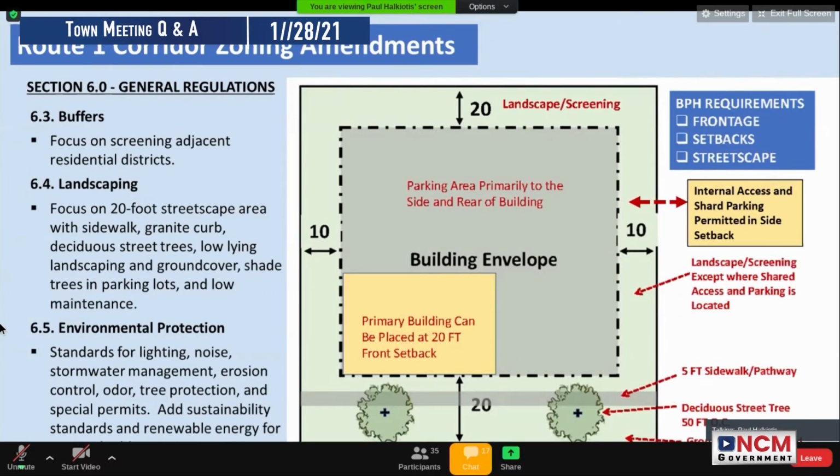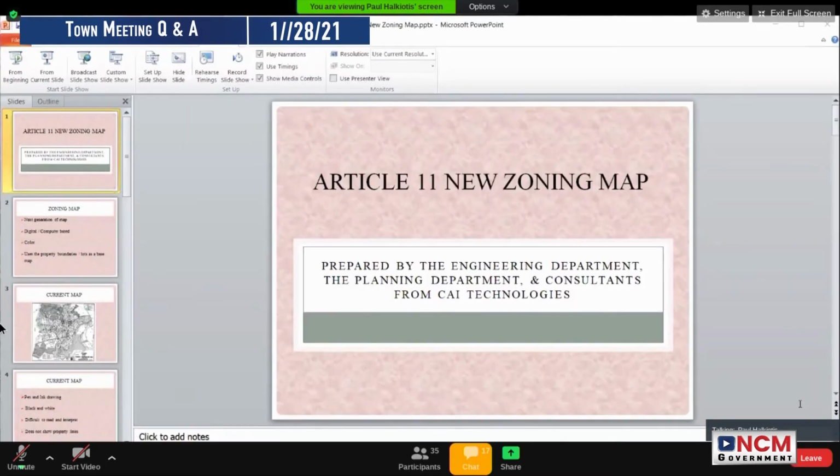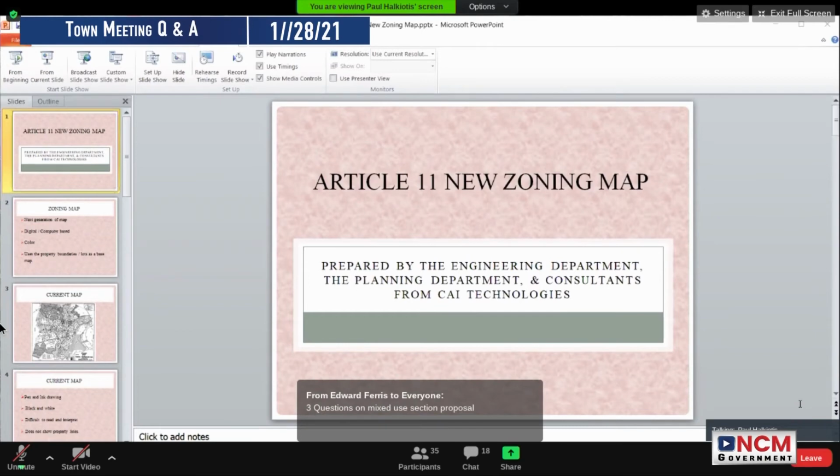As I mentioned earlier, we talked a little bit about the 5-foot sidewalk, the trees, and the landscaping within the setbacks. The primary building can be placed at that 20-foot setback, and this slide shows the building envelope. We'll have environmental protection standards that regulate lighting, noise, stormwater management, erosion control, and tree protection. And some types of businesses will require special permits that will be issued by the planning board. That is pretty much all of what we have for the Route 1 presentation.